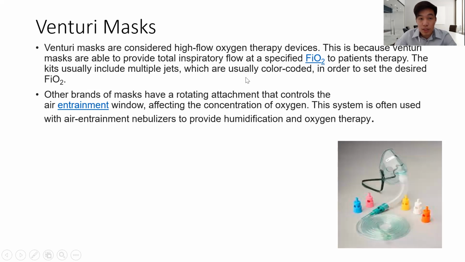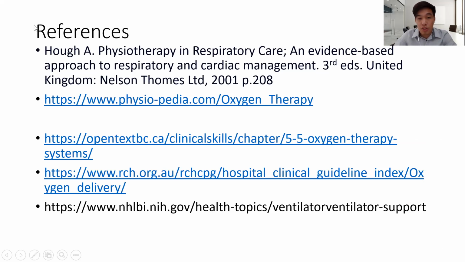Next is the venturi mask. It is considered a high flow oxygen device. This is because it is able to give a high inspiratory flow at a specific oxygen flow needed by the patient. It is also attached to an air entrainment nebulizer to provide humidification and oxygen therapy, so the patient will not feel as hot and stuffy.